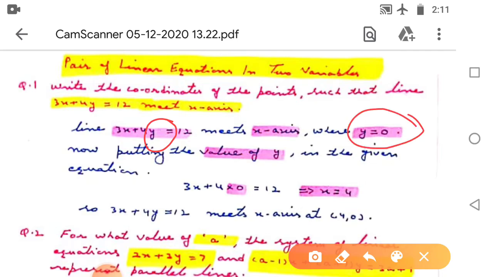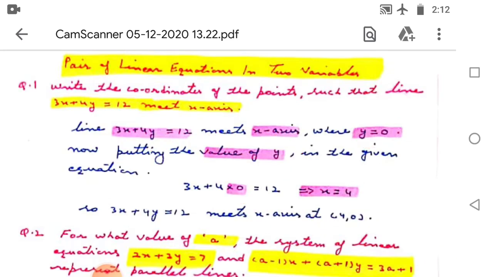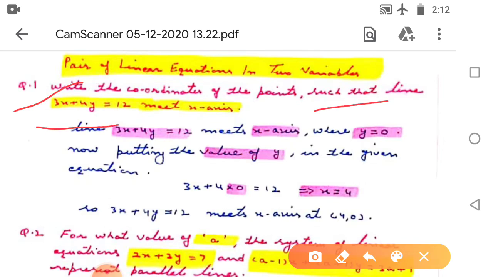Clear? Now putting the value of y as 0 in this equation, that is 3x plus 4 into 0 is equal to 12. So 3x is equal to 12 and x is equal to 4. So the value of x comes 4, right? So the coordinates of the required point is 4 comma 0. Clear?